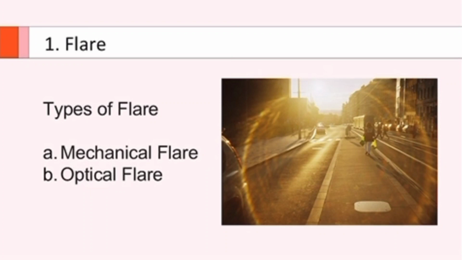Flare, types of flare. This happens when the lens is directed at a strong light source similar to the sun. The excess rays of light will be reflected on the lens surface, causing a blanking effect on the camera's mirror frame.